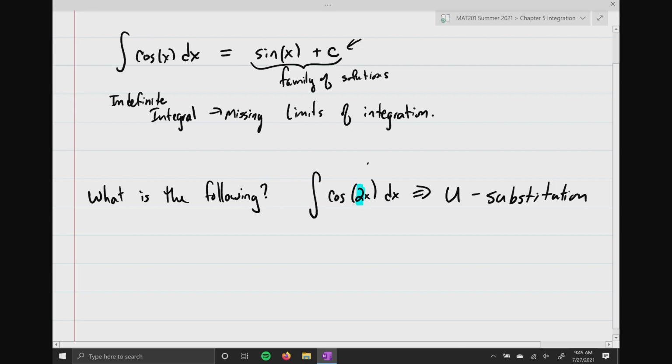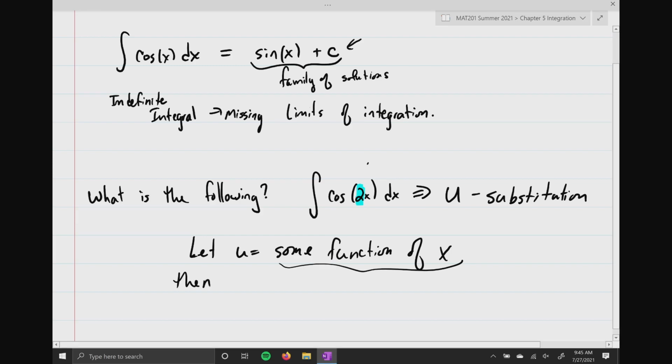All right? And what we're going to do is we're going to let u equal some function of x. Now, when I give you the formal definition, this is going to be a little bit clearer for us to see. Okay? So if we let u equal some function of x, then the derivative of u is going to equal the derivative of the function of x.